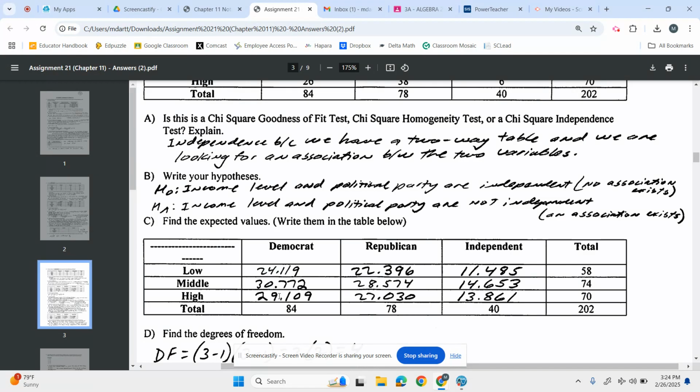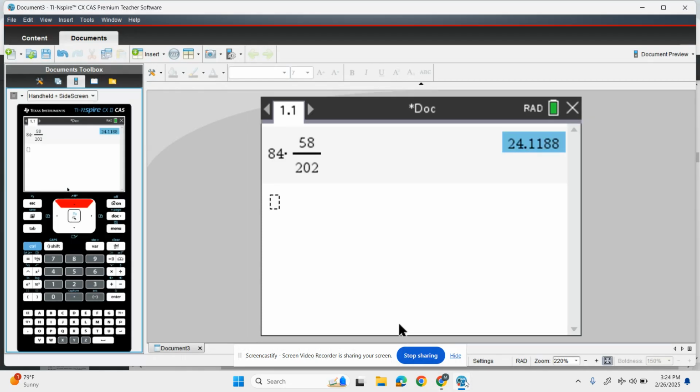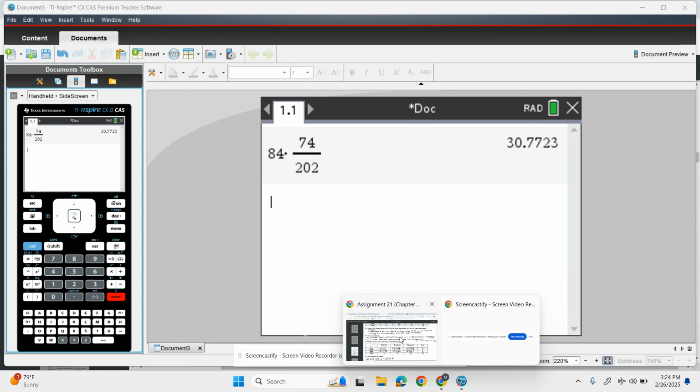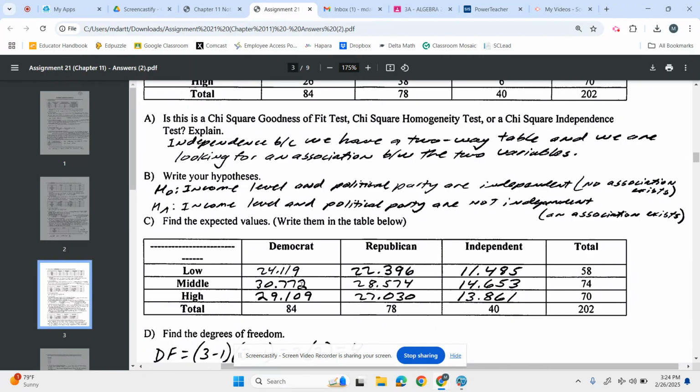If I want to find this 30 number, I would do 84 times 74 over 202. So I'm just going to go up here and change this. Let's retype that again. So we're going to do 84 times, and I'm going to change it this time to 74 over 202. And you get 30.777, or 30.772, right there.